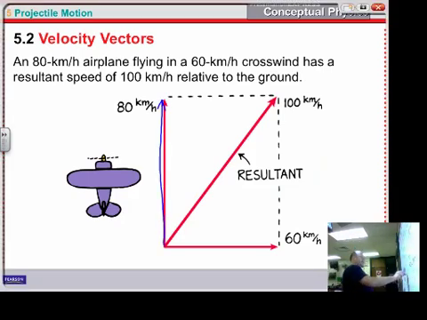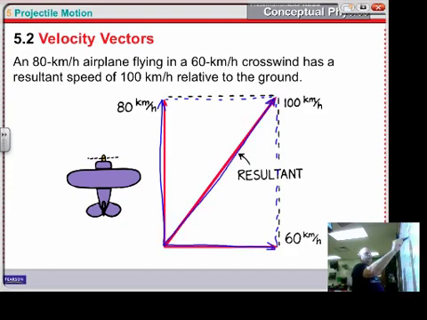Here's our airplane going 80 kilometers per hour north, but the wind is at 90 degrees to it, 60 kilometers per hour. Well, remember, we did the parallelogram idea. So we said you could draw this parallelogram here, and this resultant vector right here is what it really is. That's what the airplane is actually traveling at, and that's where it would be.